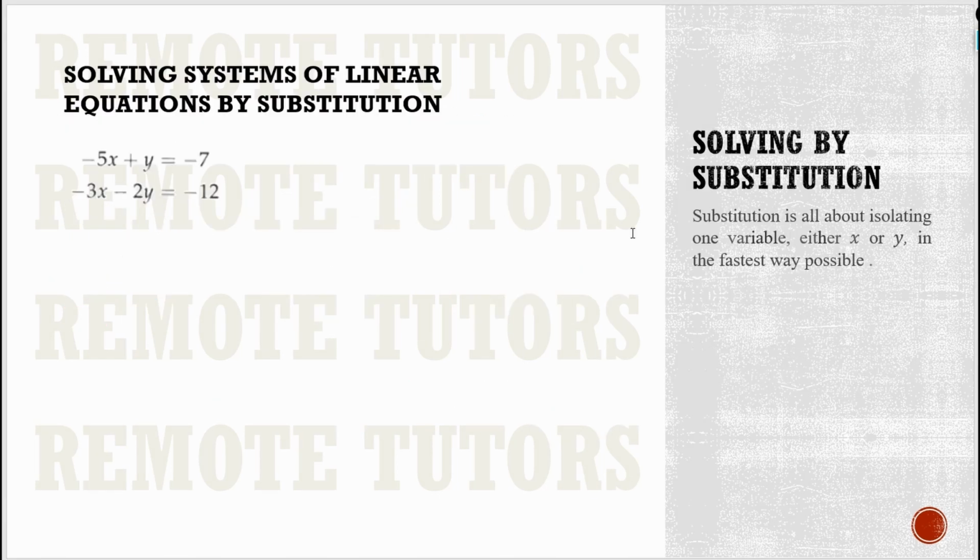Okay, this is the next topic of the video lesson, solving systems of linear equations by substitution. See here. Substitution is all about isolating one variable, either x or y, in the fastest way possible. Here, the fastest way will be to isolate variable y in the first equation, y equals 5x minus 7, and substitute that here.